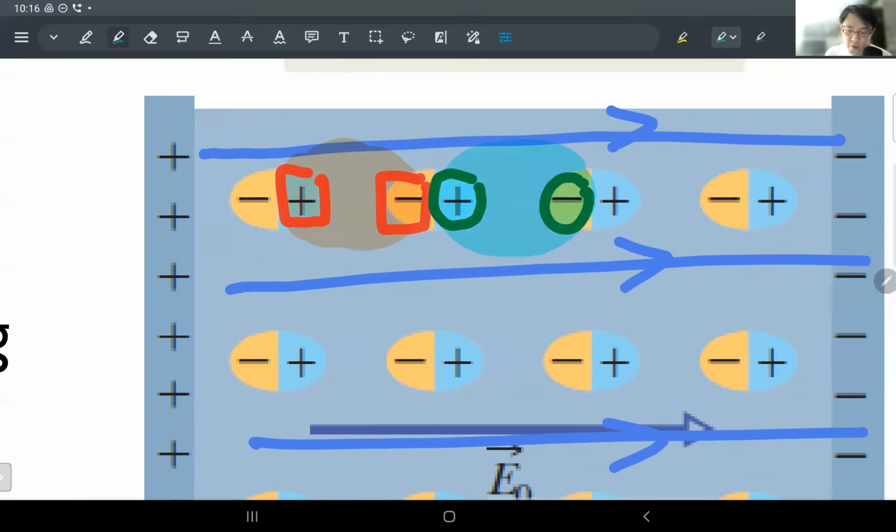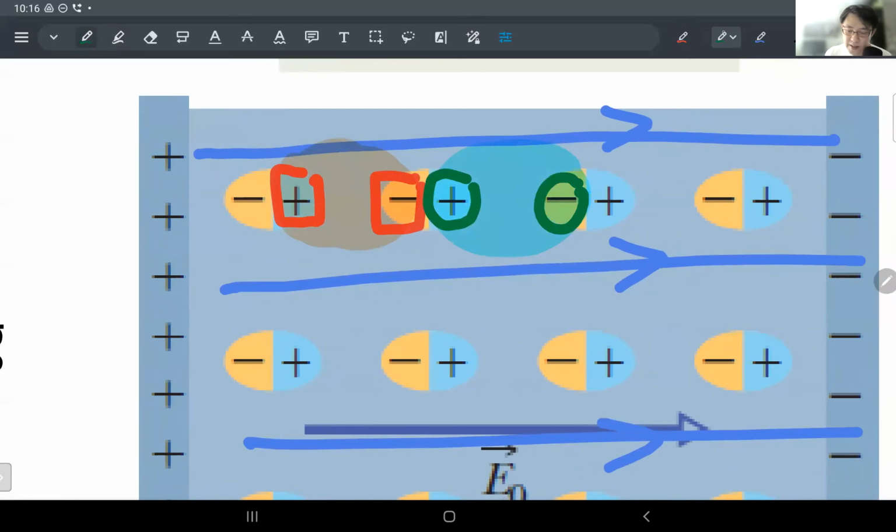And then if you move on to the next, the same thing happens again. The positive side of this one stays very close to the negative side of the neighboring molecules. So this area over here is in the same location. If you look at each location that I just highlighted, they are neutral, because you have the same amount of positive charge and negative charge very close by. Okay, does that make sense?